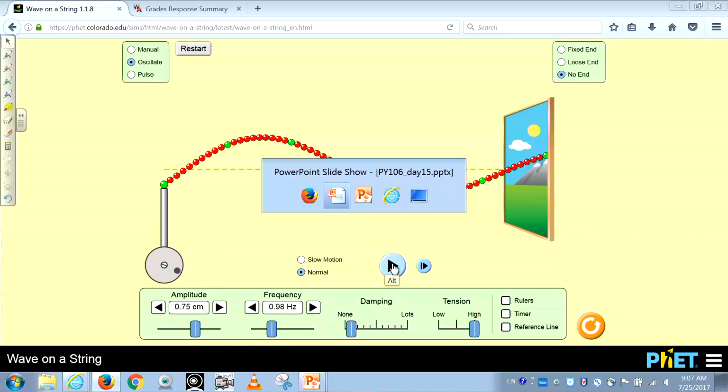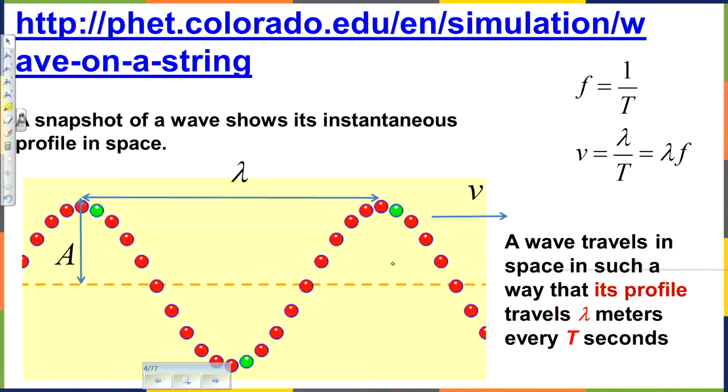And speed is distance over time. So it takes exactly one period to travel in space, exactly one wavelength. The wavelength is the shortest distance between 2 points which move in phase with each other. So these 2 points move out of phase. We call it out of phase. These 2 points move in phase. And there's another one which moves in phase with those two, and another one. So the shortest distance between 2 points moving in phase, that's what we call the wavelength.